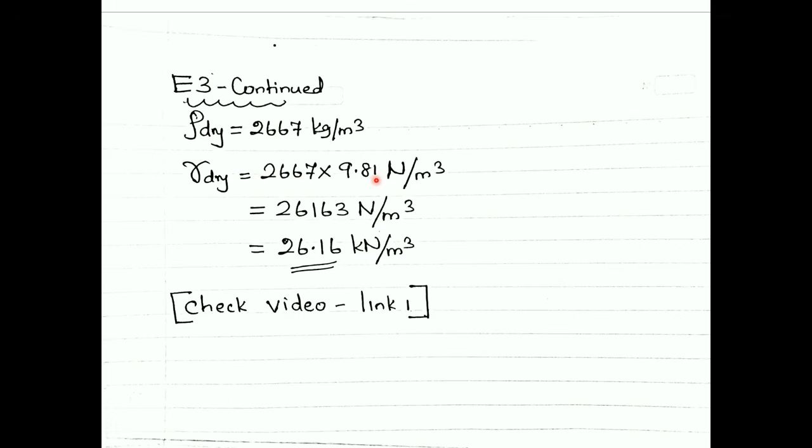Then the unit is Newton per meter cube, automatically changed. Answer is 26,163 Newton per meter cube. That is again divided by 1000, 26.16 kilonewton per meter cube. Check the video link 1.